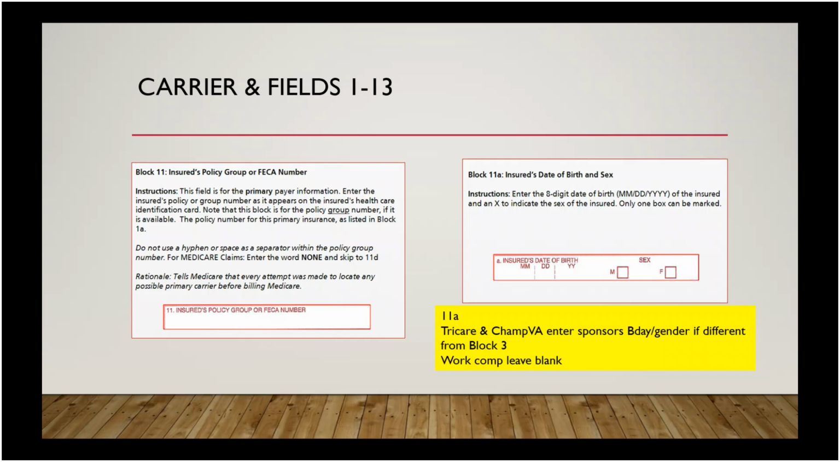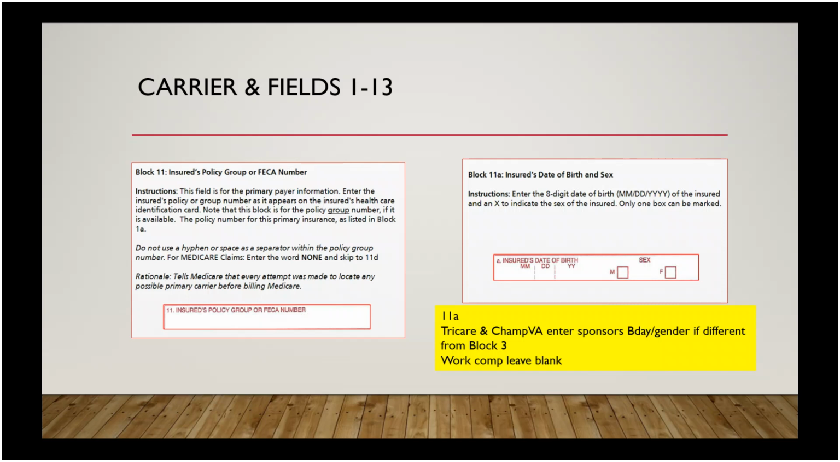Block 11 is the insured's policy group or FECA number. Note that this block is for the policy group number. If it is available, the policy number for the primary insurance is listed in block 1A. Do not use hyphens or spaces as separators. For Medicare claims, enter the word none and skip to 11D. In the rationale, it tells us that every attempt was made to locate any possible primary carrier before billing Medicare.